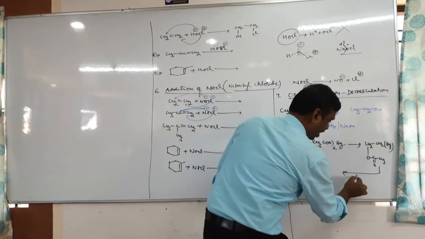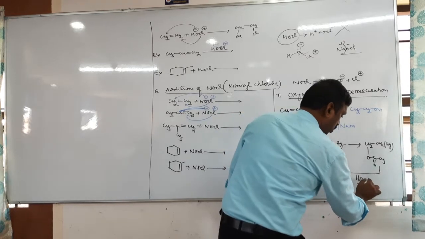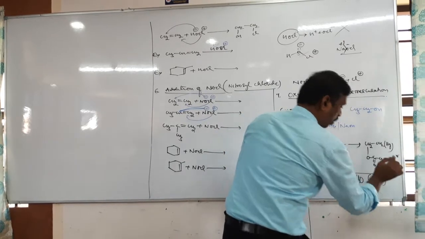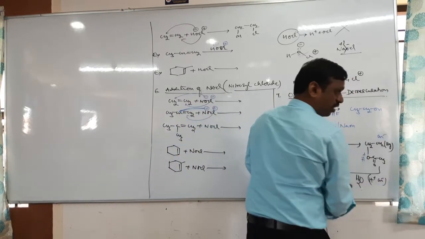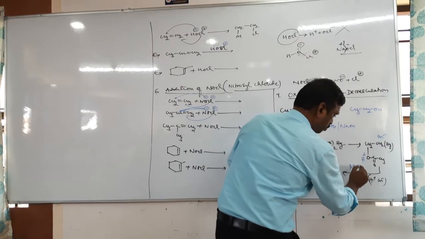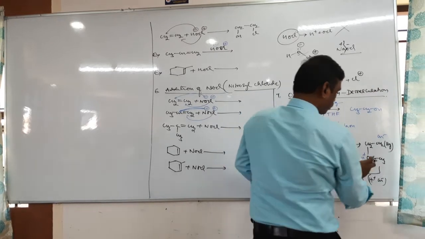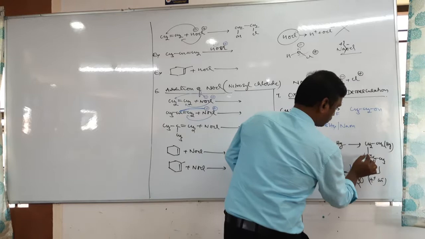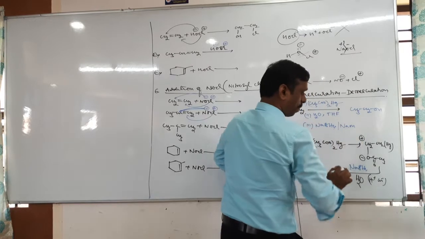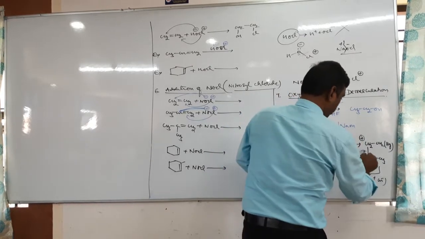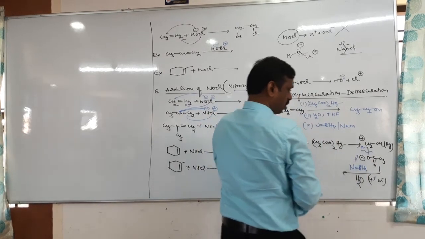Now this further reacts with water. Water produces H plus and OH minus. So H plus is added here and OH is added here, and this reaction takes place in presence of sodium borohydride. One second, H plus here is negative and this is positive, right? If this bond is broken, H plus is added here and OH minus here, right?